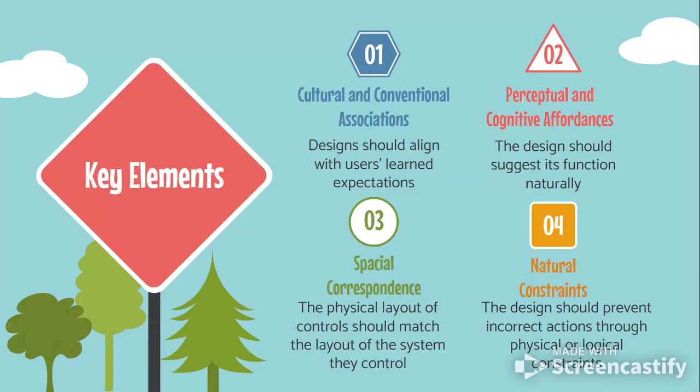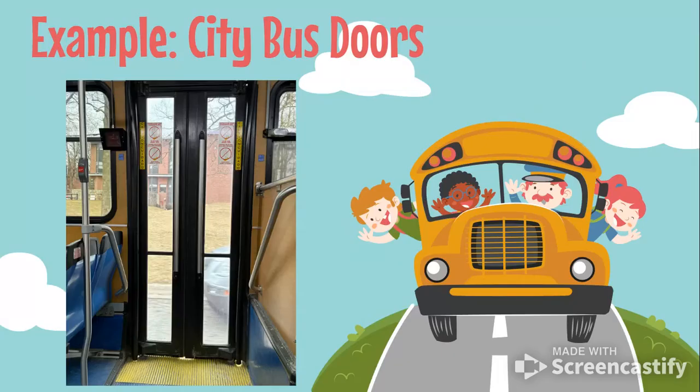Number 4 is the natural constraints. The design should prevent incorrect actions through physical or logical constraints. Good mapping reduces cognitive effort, enhances usability, and prevents errors by making interactions intuitive. The example that we chose is the city bus doors.